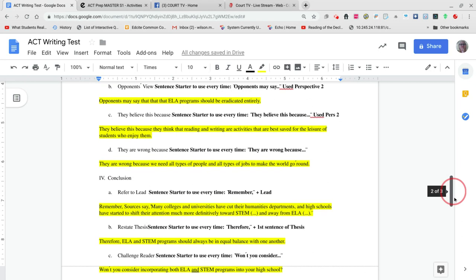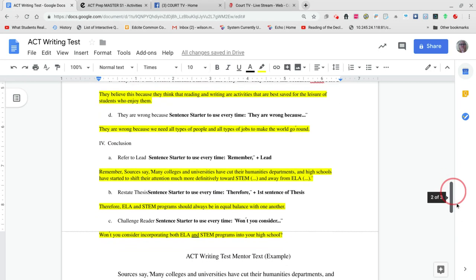Now we have the conclusion, and we're going to go back to our introduction to make it mirror each other. So all we're going to do is we're going to take in the conclusion, refer to the lead, restate the thesis, and challenge the reader. So we are going to say remember and then do our lead again. Remember, sources say many colleges and universities have cut their humanities programs, and high schools have started to shift their attention much more definitively towards STEM and away from ELA.